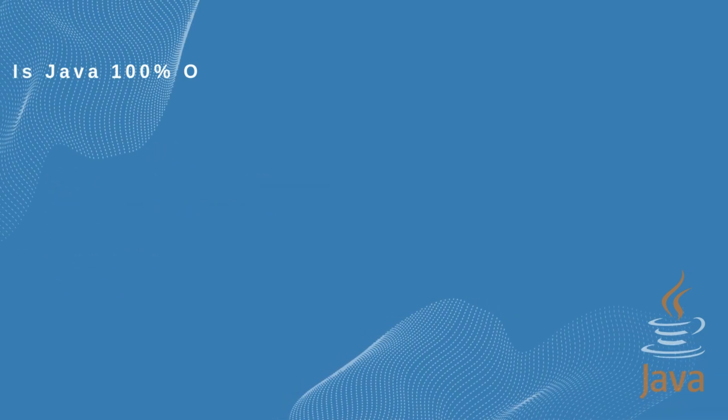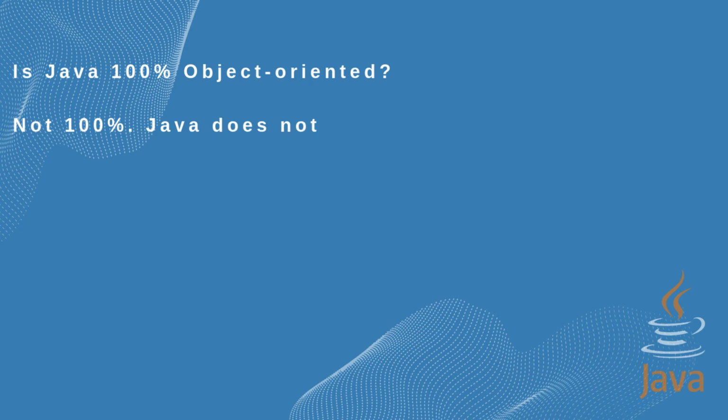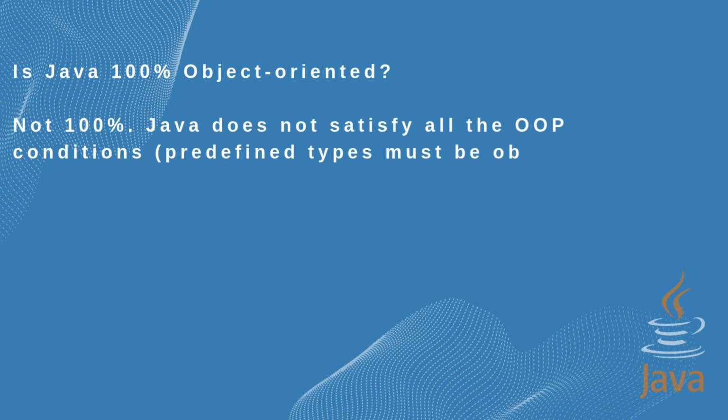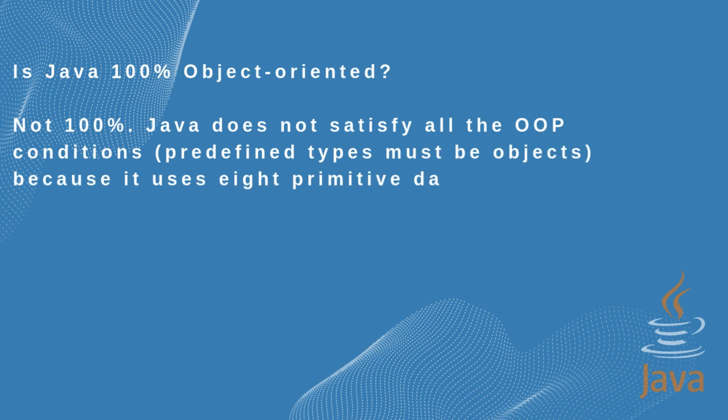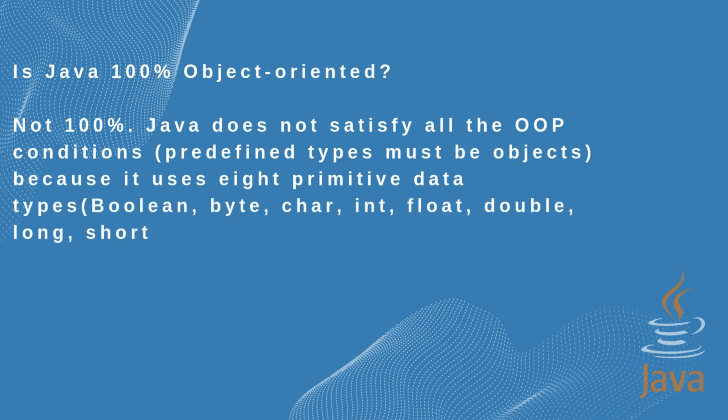Is Java 100% object-oriented? Not 100%. Java does not satisfy all the OOP conditions, predefined types must be objects, because it uses 8 primitive data types: Boolean, byte, char, int, float, double, long, short, which are not objects.